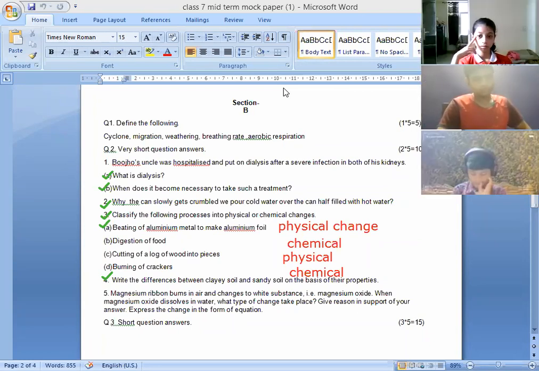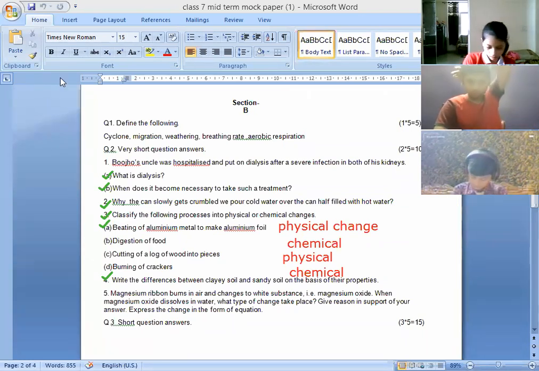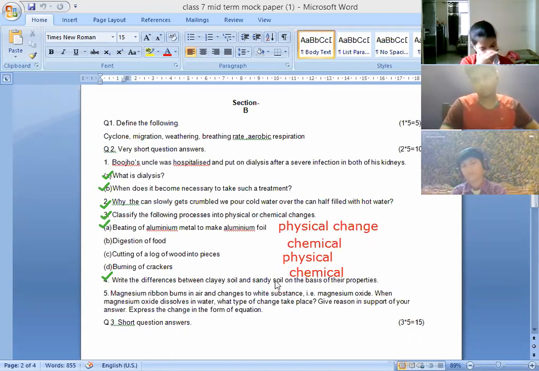Beta, you have to compare particles. The size of the particle is very fine in clay. On the other hand, in sandy soil, the size of the particle is quite big. Next, second difference, what can it be? The rate of percolation is less in clay soil. On the other hand, the rate of percolation is more in sandy soil. The water absorbing capacity is more in clay and less in sandy.